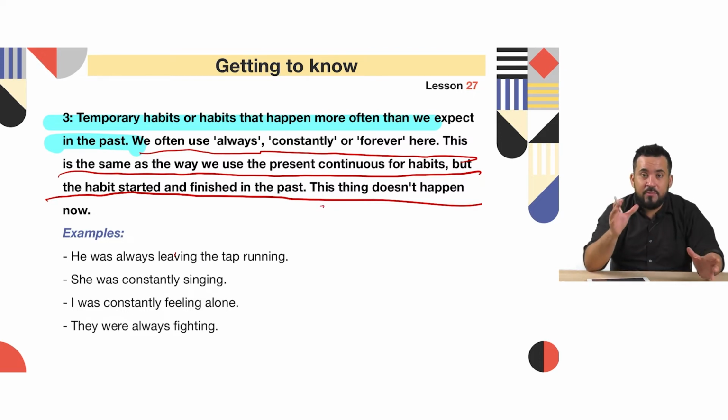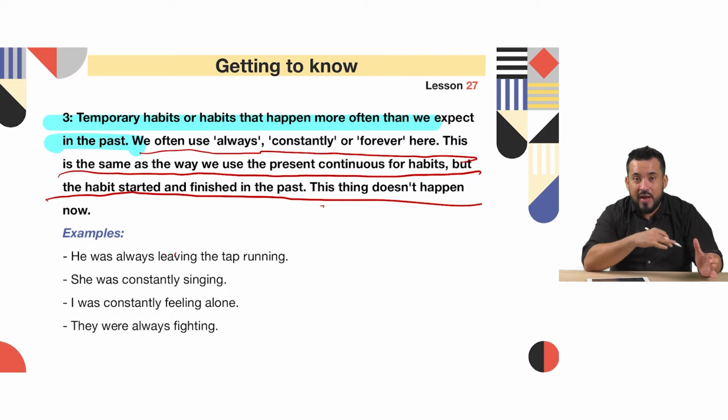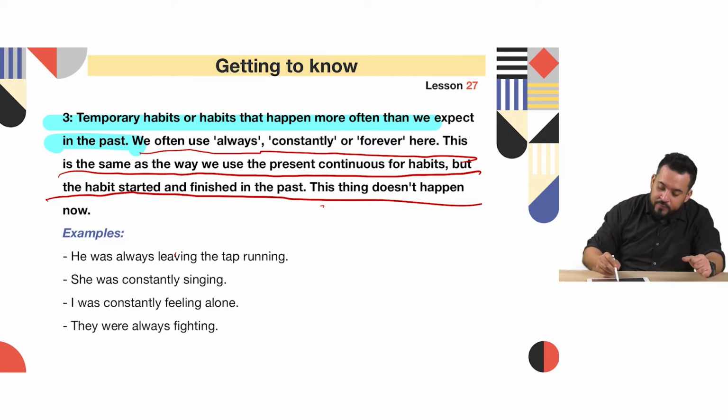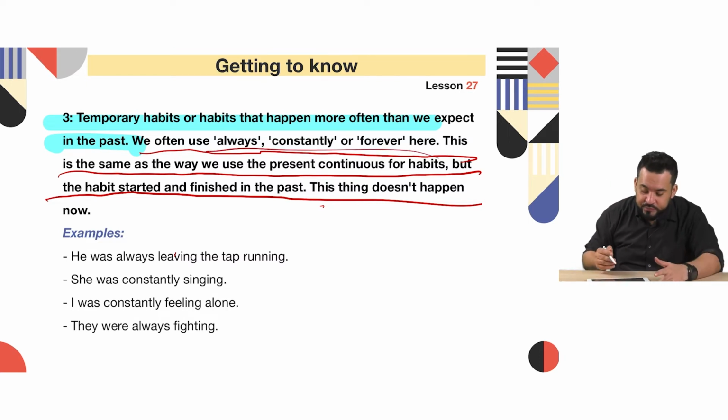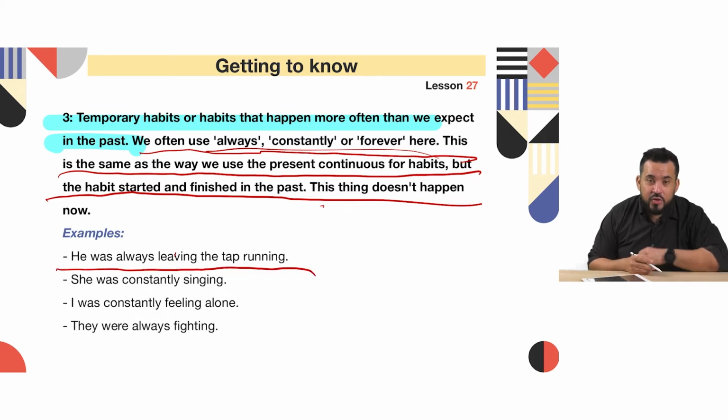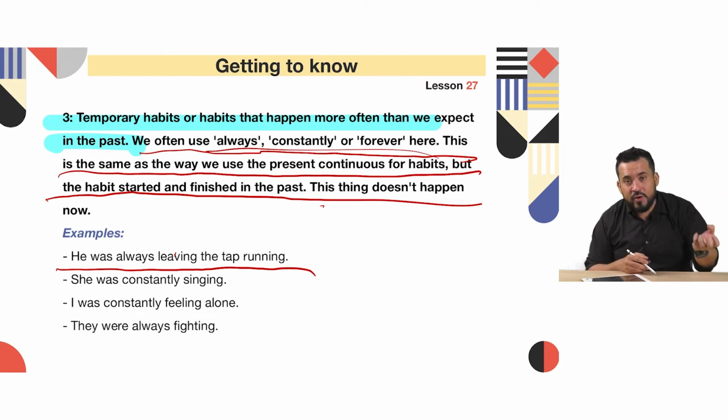So we talked about a habit in the past that happened over and over and over again. They happened more than we expected them to happen. And for these, we will use always or constantly or forever as an indication. So let's take a look. He was always leaving the tap running. You know, the tap, that is where the water comes out of in the kitchen or in the bathroom. He was always leaving the tap running.